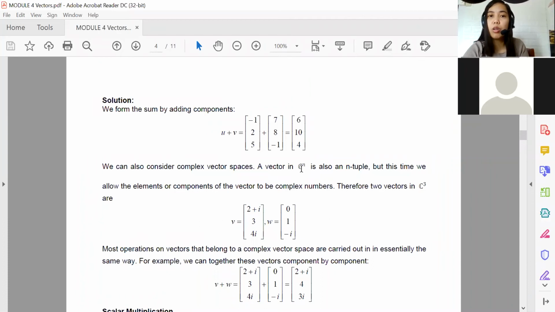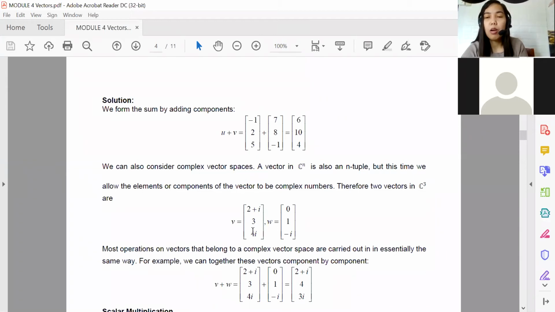So we have here C. So it's complex. Some of the elements, or maybe all of the elements, are imaginary or complex numbers. So we can also perform operations given if it's complex or real. A vector in Cn is also an n-tuple, but this time we allow the elements or components of the vector to be complex numbers. Therefore, two vectors in C3 are... So it means that some of the elements are complex and we have three elements. So given this vector v, we have 2 plus i, 3, 4i.